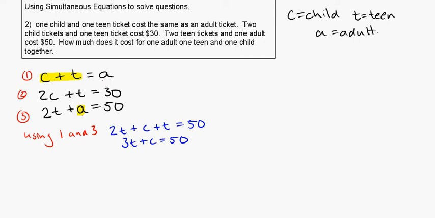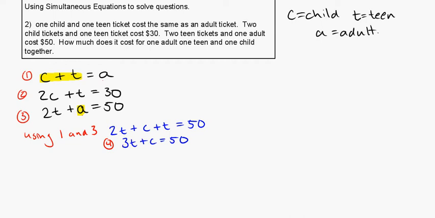And I might label this as equation 4. So you'll notice now that equation 2 and equation 4 have the same variables in them. That's part of why I did that. So now I've got two equations with t's and c's. I can use substitution inside of that to try to solve it.